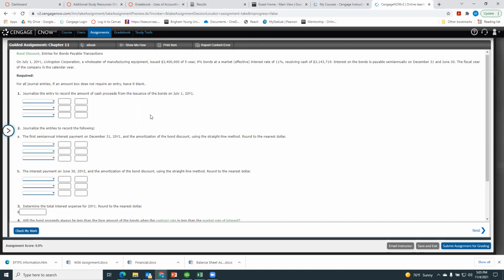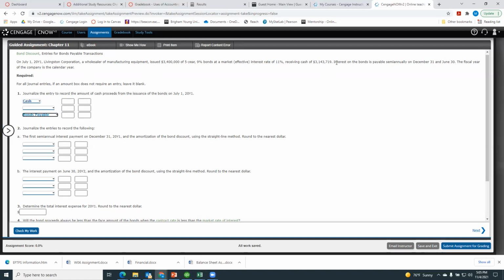What we're going to do is journalize the entry to record the amount of cash proceeds from the issuance of the bonds. When we issue a bond, we're borrowing money, so our cash is going to go up. And then I always skip the middle line and say bonds payable is going to go up. In the middle, we're either going to have a discount or a premium. Let's take a look at it.